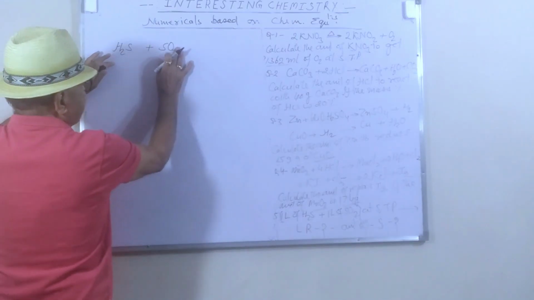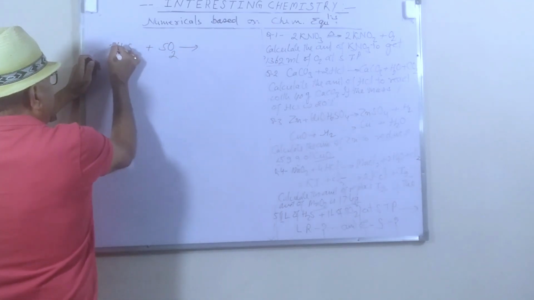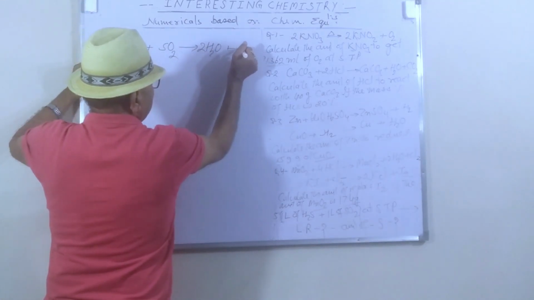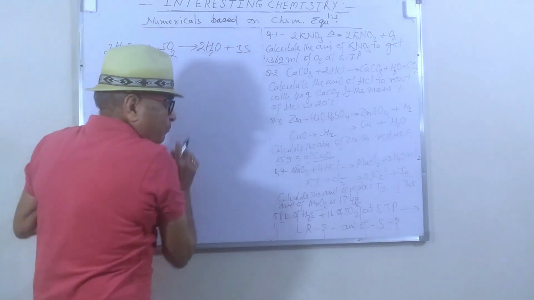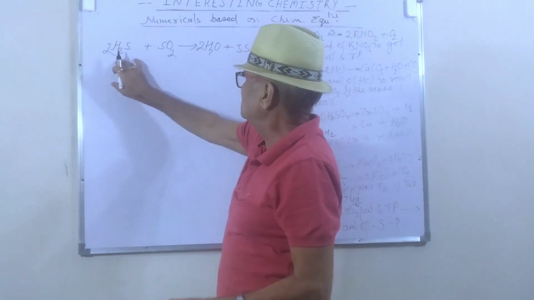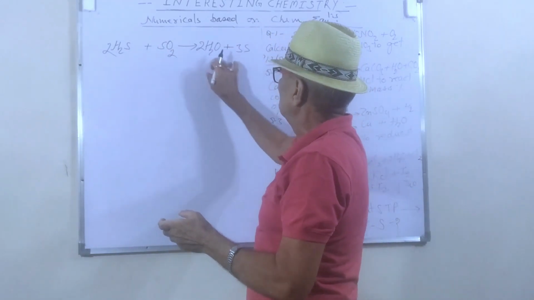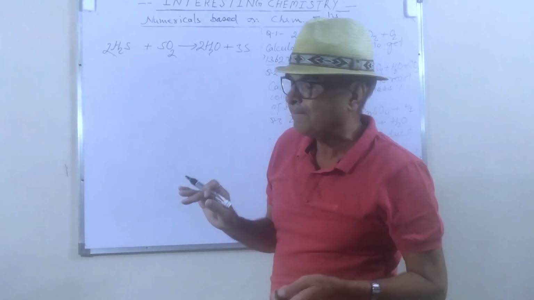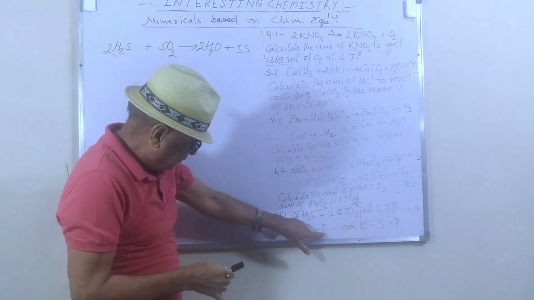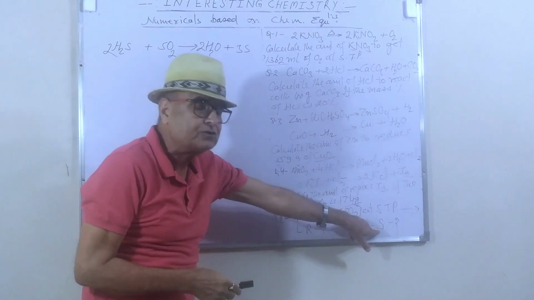So write the first balanced equation. So what is the balanced equation? It will be 2H2O plus 3S. Both the reactants reduce each other. H2S is also reduced and SO2 is also reduced. So it's the H2O, and this 3S is formed. So again come here. Find out the limiting reagent, and the amount of S that is formed.